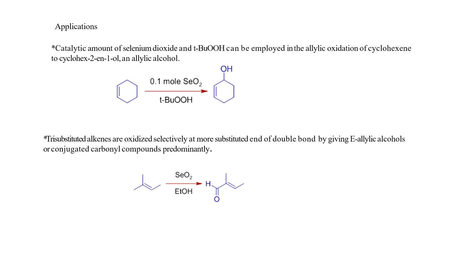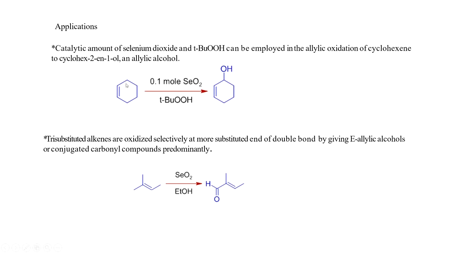Now you can see some of the important examples of allylic oxidation and oxidation of active methylene group by selenium dioxide. Here you can see it is cyclohexene. It is the allylic position of this cyclohexene. When this cyclohexene is treated with a catalytic amount of selenium dioxide, that is 0.1 mole of selenium dioxide, in presence of tertiary butyl hydroperoxide, you will get this alcohol, allylic alcohol.